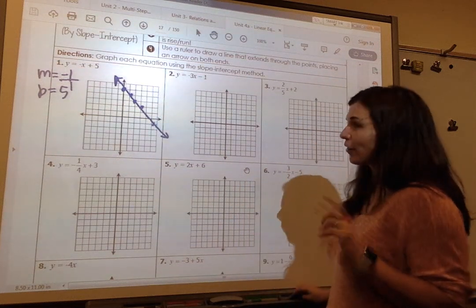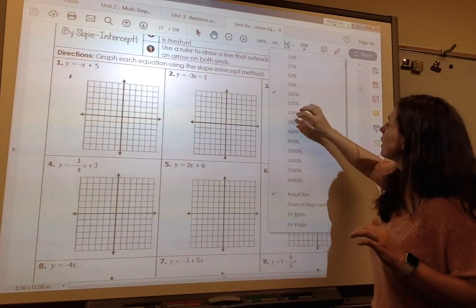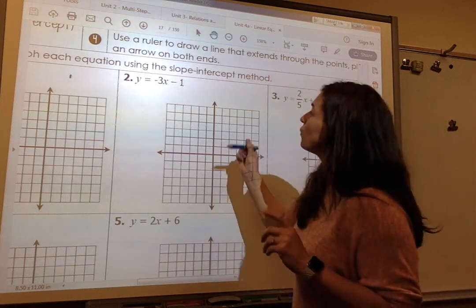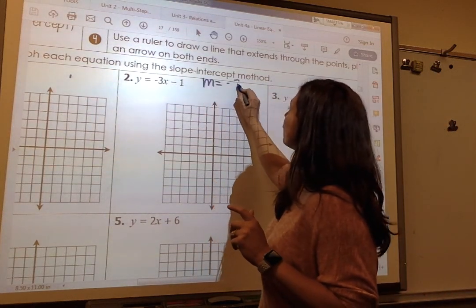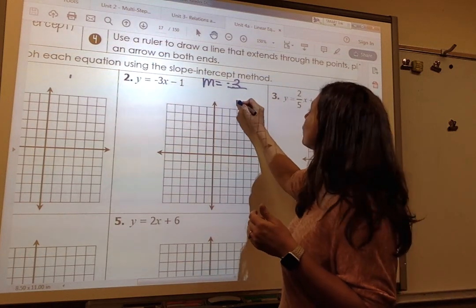Let's do a couple more together, and I'm going to expand this so you can hopefully see it a little better at home. All right, so number 2, first I'm going to find my slope is -3. I always change my slope into a fraction, so -3 over 1.